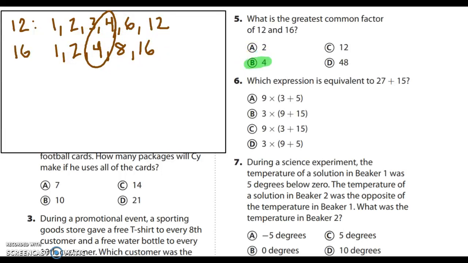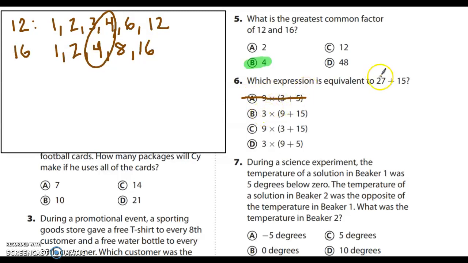Number 6. Which expression is equivalent to 27 plus 15? This is one of those where you need to notice that all these numbers right here are the factors of 27 and 15. So let me ask you a question. Which of these is going to be the greatest common factor? Does 9 go into 27? Yes. Does 9 go into 15? No, it doesn't. That means A can't be the answer. What about B? Could be the answer.